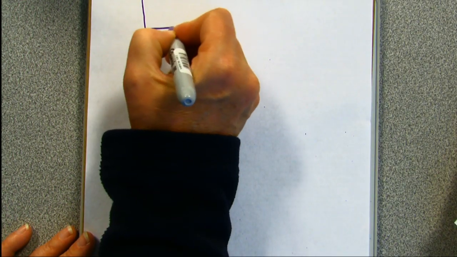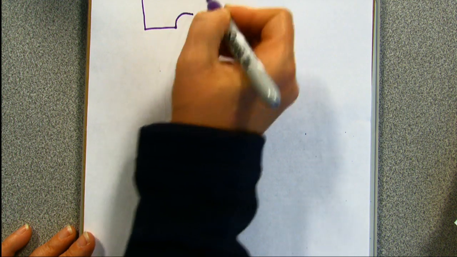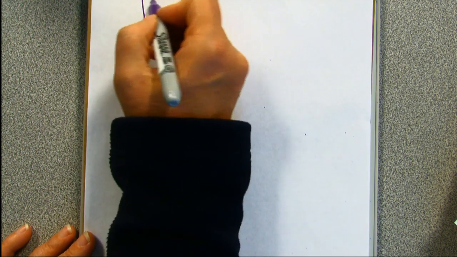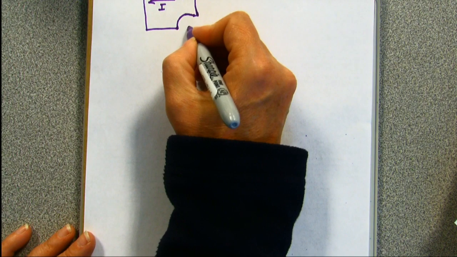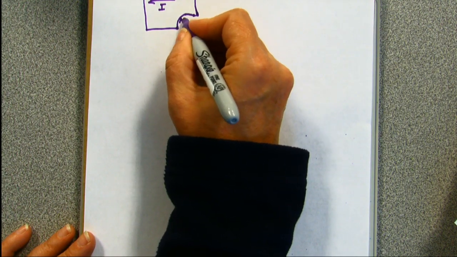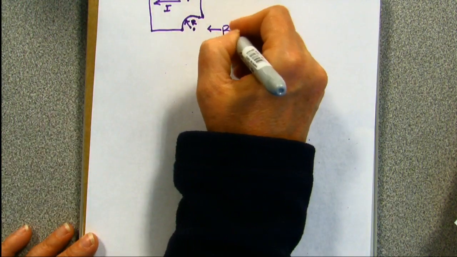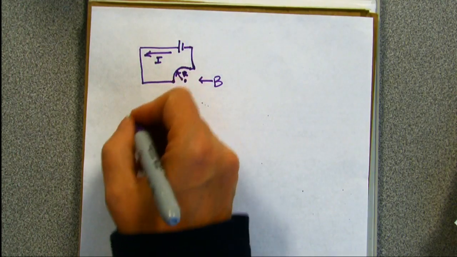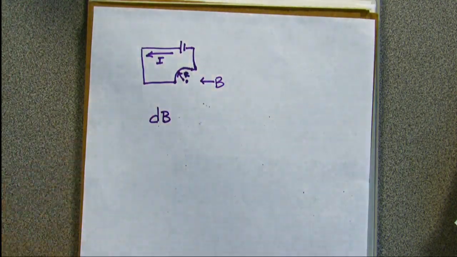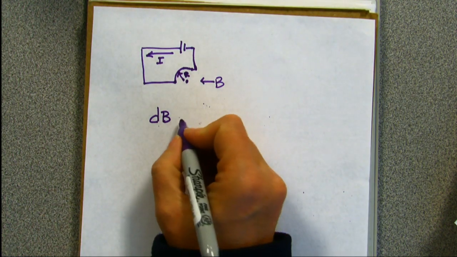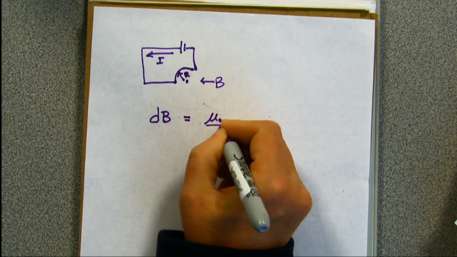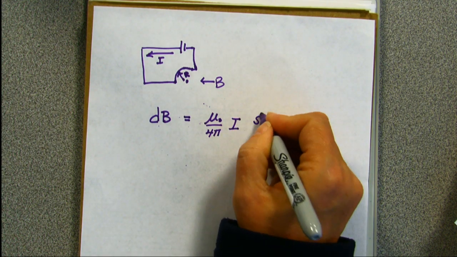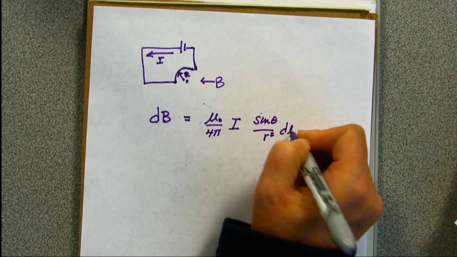I've got a wire that looks like this. Did I do this problem for you guys? Current goes in there. We want to calculate the magnetic field where this is a radius R. I'm going to calculate the magnetic field at that spot. The little magnetic field is going to be related to mu divided by 4 pi, times the current, sine of the angle over r squared, dl.